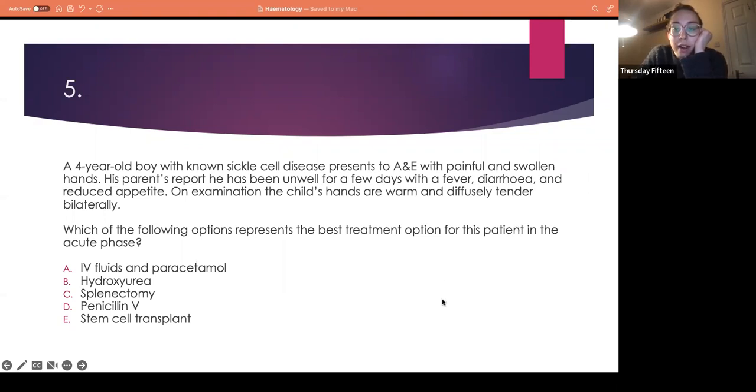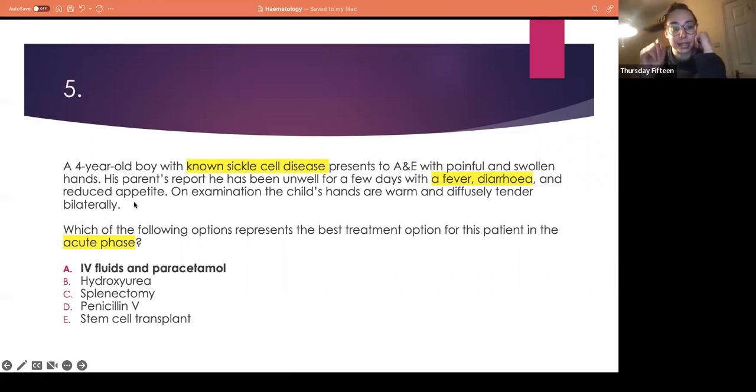And yeah, you've all got the right answer. So the majority of you have gone for A, IV fluids and paracetamol. So that's the correct answer. All these other ones are just trying to trick you. So IV fluids and paracetamol is supportive management for this boy who's come in with a sickle cell crisis.